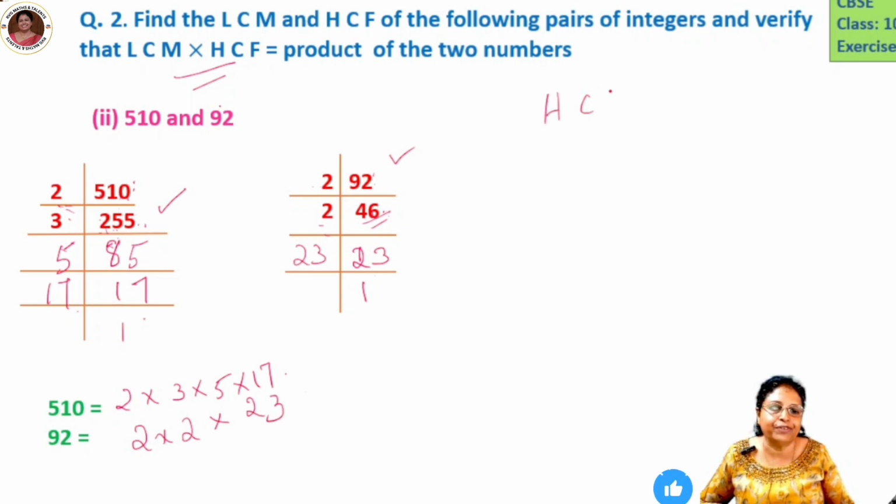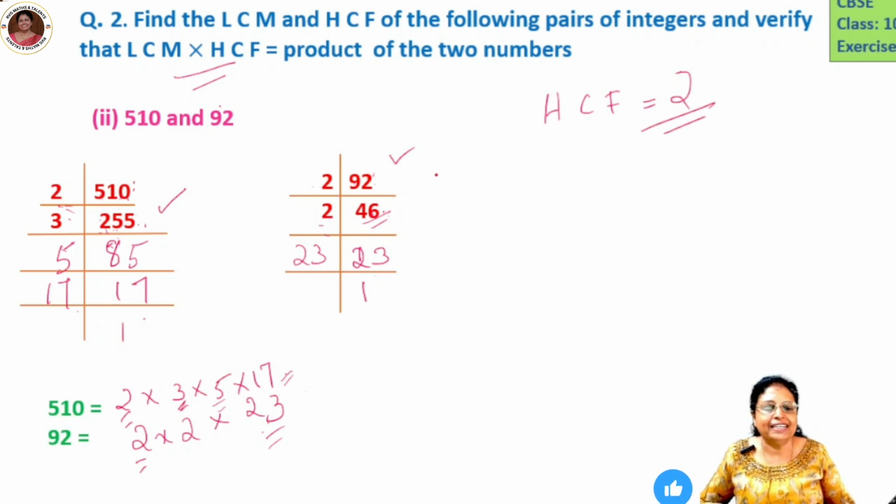Then let us try to find the HCF. What is HCF? Highest common factor. So you take all the common factors. 2 is a factor here, 2 is a factor here, so 2 is common. 3 is a factor here, but 3 is not common. 5 is not common. 17 is also not common. 23 is also not common. So HCF is 2 here. Are you following? Have you got it?